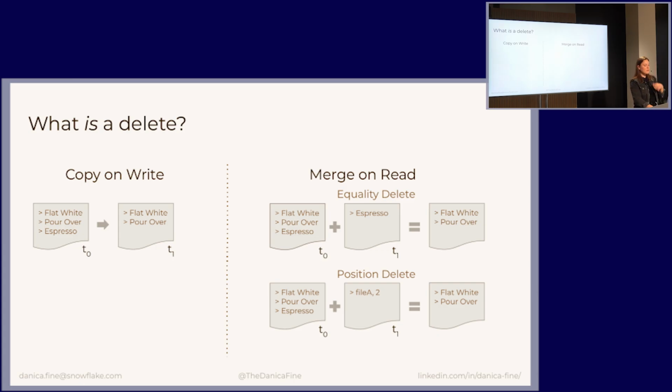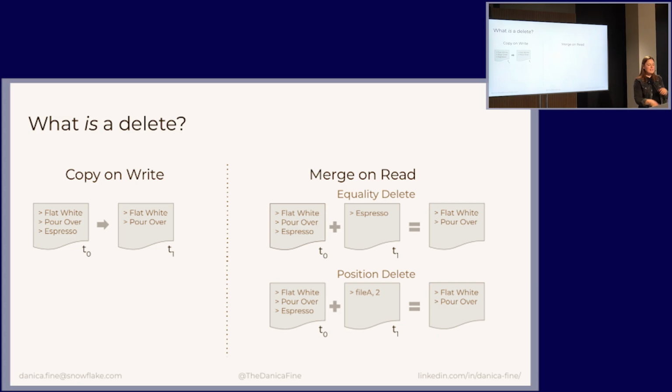In copy on write, we have three rows in a data file, and we want to delete that third row with the espresso line. Then we are just going to write a completely brand new file without that row in it. So when does this deletion happen? Well, it happens when we write the data initially, hence copy on write.